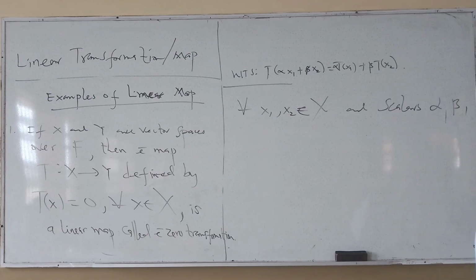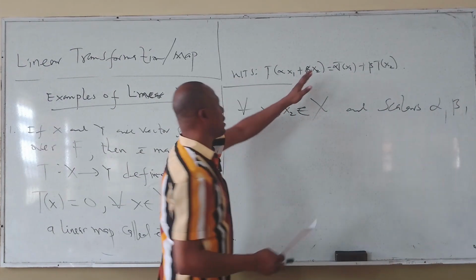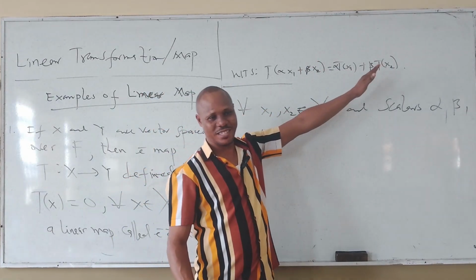So you always make some argument on the definition. The definition is that T of x is always equal to 0. T of whatever is 0. That's what it's saying. Good. So we are starting from the left hand side here. We want to arrive at this.